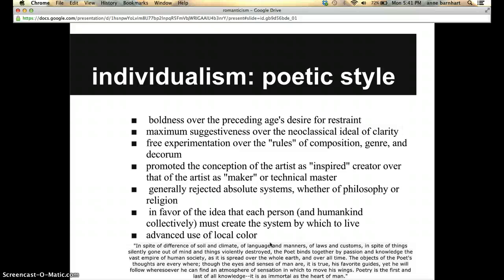They also, like I said, rejected absolute systems, and this included both philosophy and religion. They did not deny the existence of God, they were just a different mode. Whereas God had sort of disappeared in the age of reason for many people, they didn't reject God or the idea of God. They just challenged maybe how people saw it. They were in favor of the idea that every person must create their own system by which to live, which is kind of a lovely idea to think about how we all are individually living in this big collective, like we've been talking about this year. And also, they advanced the use of local color, specifically in their style, which I know you focused on last year. There's just a little quote by William Wordsworth at the bottom if you want to check it out.